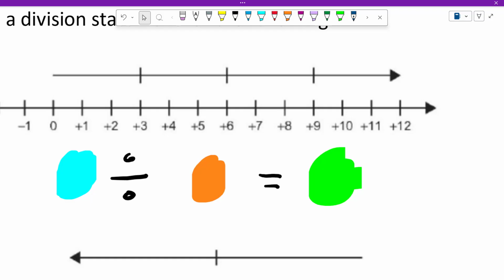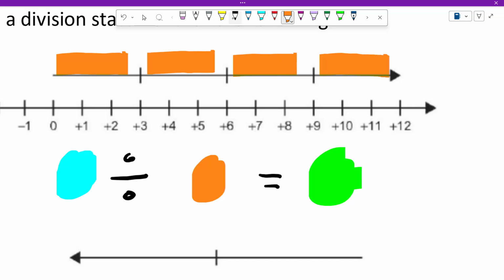How many groups is our line broken up into? 4. And thank you, Jasper. Let's count it. We have 1, 2, 3, 4. Okay. How long is our line? That's a blue, right? How big is our line? We just divided it up into 4 pieces. How long is the line? 12. And it's +12 this time.